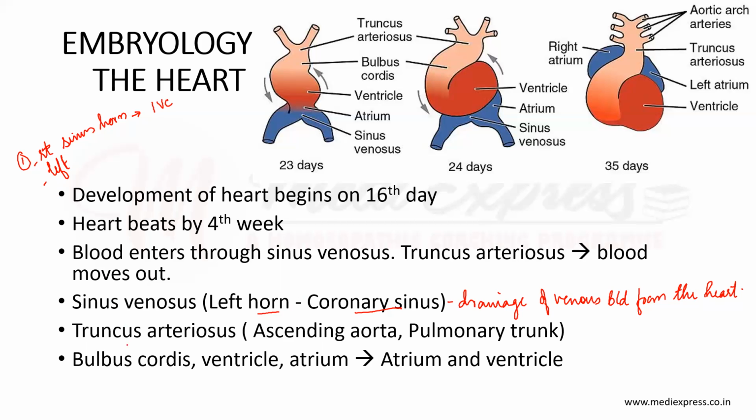Okay. So the next one is the truncus arteriosus. The truncus arteriosus will develop later on in an adult as the ascending aorta and the pulmonary trunk. Ascending aorta and pulmonary trunk. Important one to remember. This was asked.